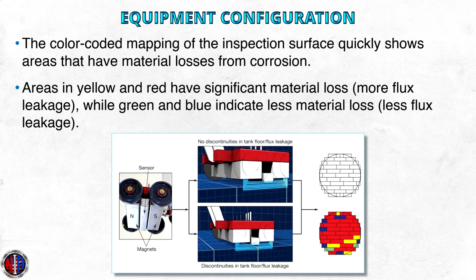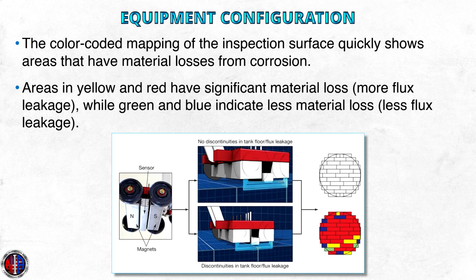As the MFL scanner travels in a grid pattern across a holding tank floor, the sensors differentiate between an area with no flux leakage, meaning no discontinuities, and areas with flux leakage, meaning there are discontinuities. As the sensor picks up the flux leakage variations from the test object surface, a corresponding electronic signal is sent to a computer to document the inspection data, mapping, and analysis.